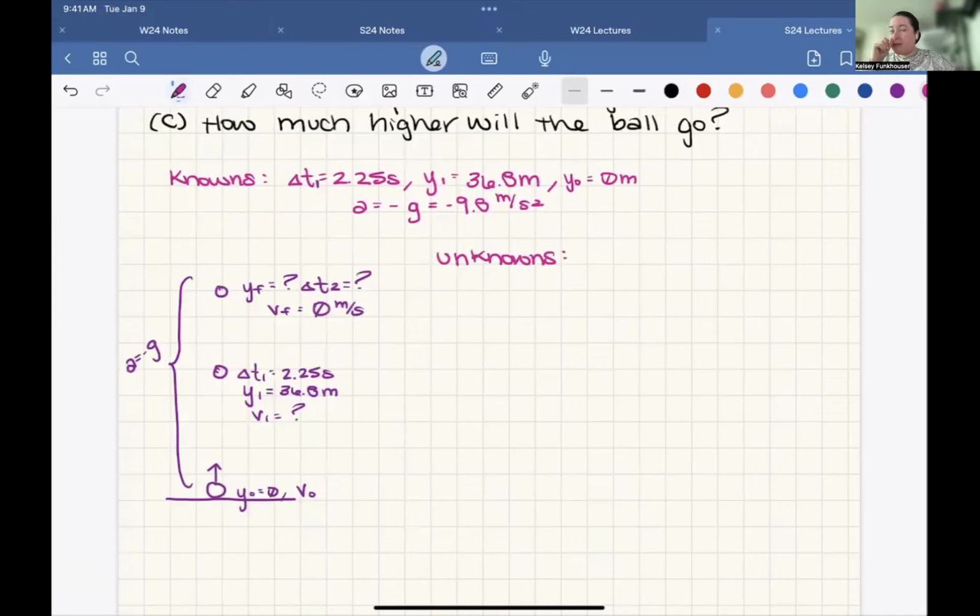Sorry, I didn't do my unknowns, so I will come back to those. I just wanted to draw the picture because I know it can be overwhelming. So we don't know the initial velocity. We don't know the velocity at height y1. We don't know y final. And we also don't know the time interval from 1 to 2.